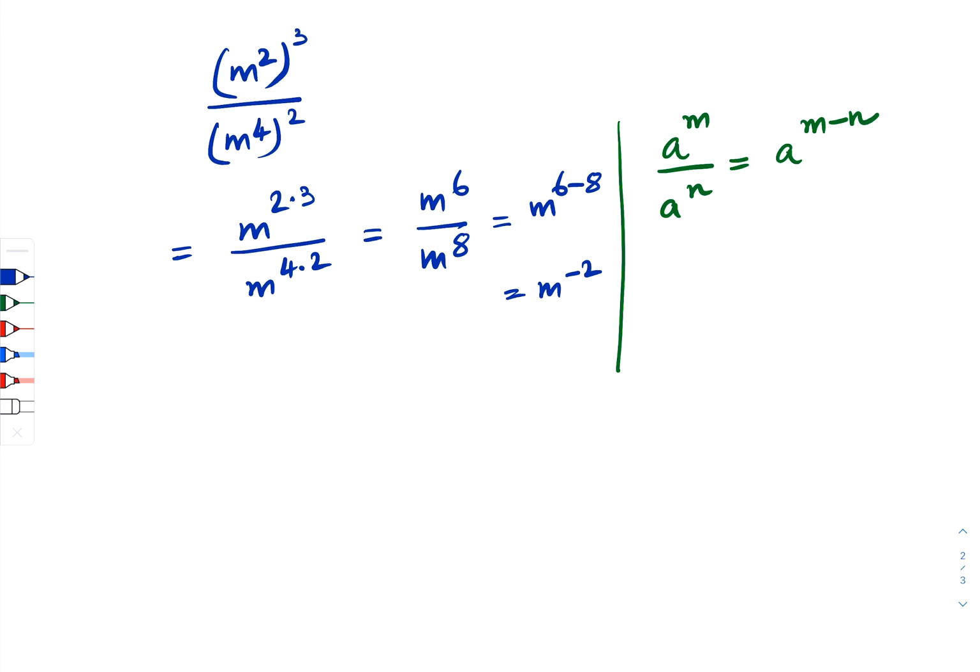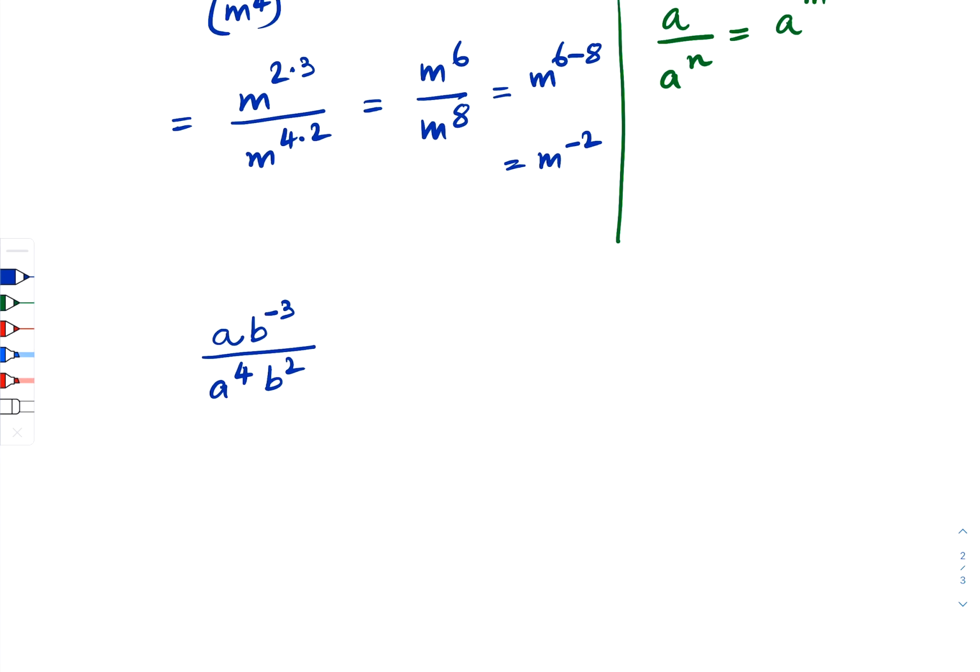Last problem. Let's say you have a b raised to the negative third over a to the fourth times b squared. The goal out here is to combine the powers, and there's one lesson that we need to learn. I'm going to write it out here. If you have a raised to the negative m, then you can rewrite that as 1 over a raised to the m. If you take the whole term and put it under 1, then you get rid of the negative sign of the power.